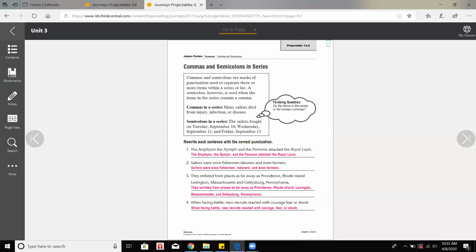Item number three: you have Providence, comma, Rhode Island to separate the town and the state from the rest of the items in the series. Then you use a semicolon because you have already used a comma in the first one, right?